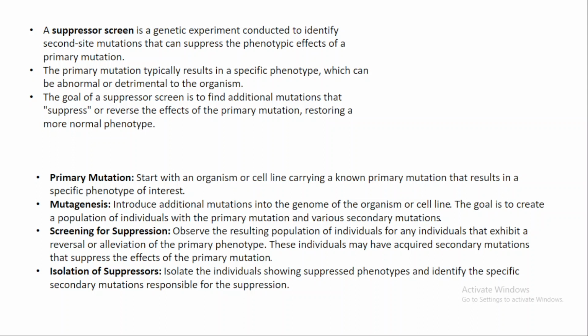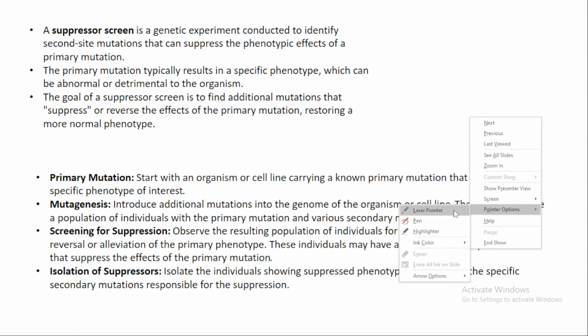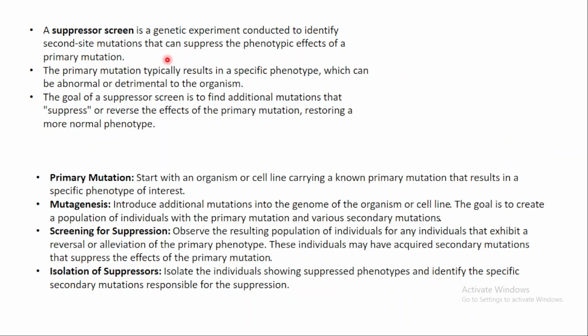So first we have a suppressor screen. A suppressor screen is a genetic experiment conducted to identify second site mutations that can suppress the phenotypic effects of a primary mutation. It means whatever the primary mutation is causing a phenotype, if we have a suppressor screen, we can identify other mutations which can suppress this mutant phenotype, right? It will help us to suppress that.